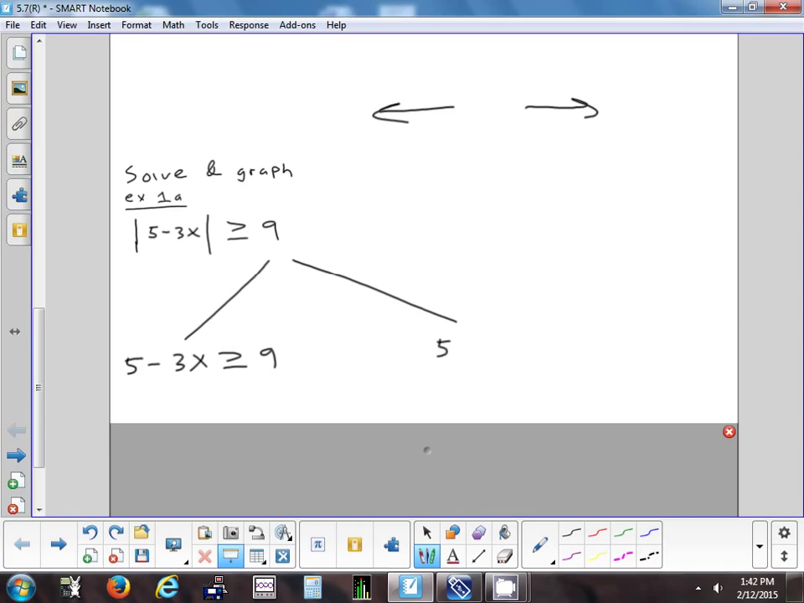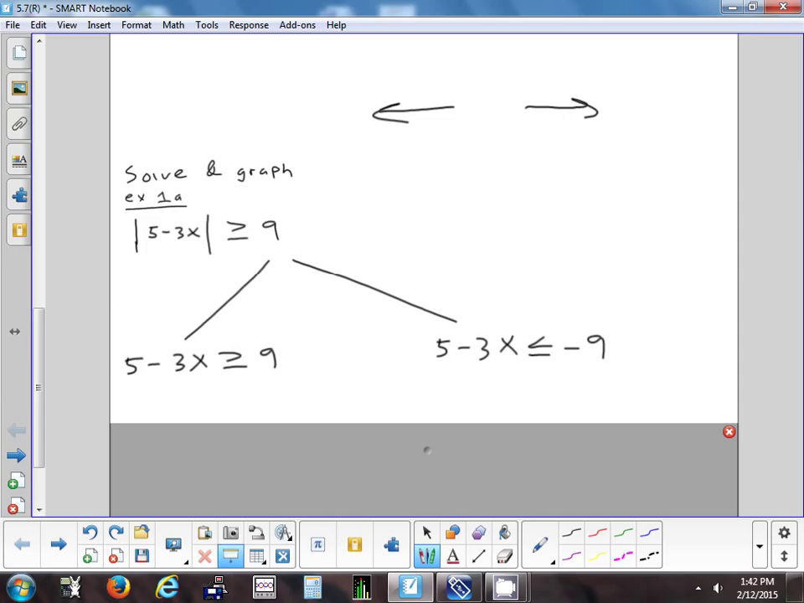5 minus 3x is greater than or equal to... you've got to flip that. Less than. Yeah, flip the sign, or negative 9, and make it negative. See the 2 things she just did? She flipped the sign and she made the number negative. And she told us something else that was good.